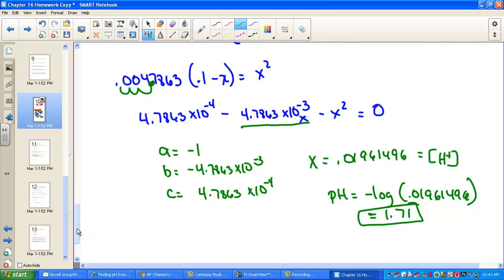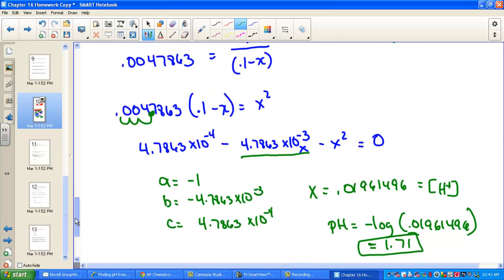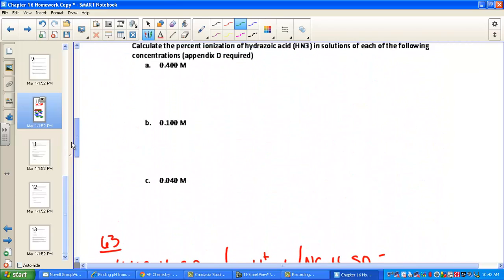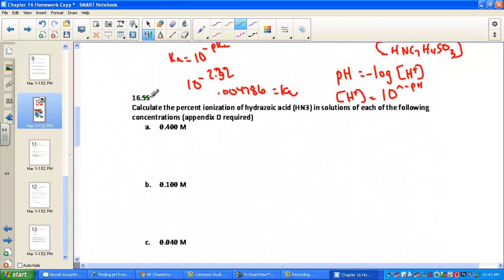We have one more to work. It's number 65, which I understand on our homework paper it said 55, but that was indeed number 65 that would be the next odd number assigned. Calculate the percent ionization of hydrazoic acid, HN3, not to be confused with ammonia, NH3. Let me just write that up here.